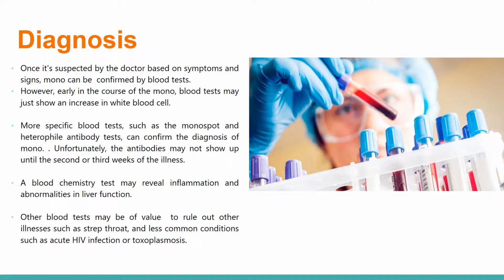A blood chemistry test may reveal inflammation and abnormalities in liver function. Other blood tests may be of value to rule out other illnesses such as strep throat and less common conditions such as acute HIV infection and toxoplasmosis.